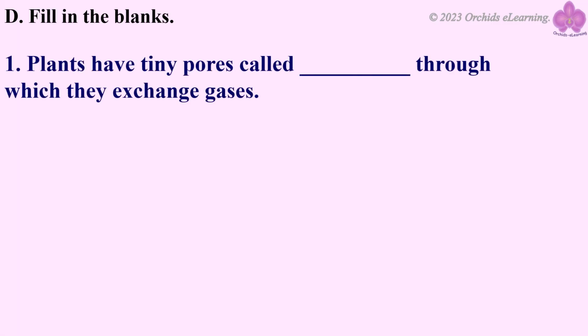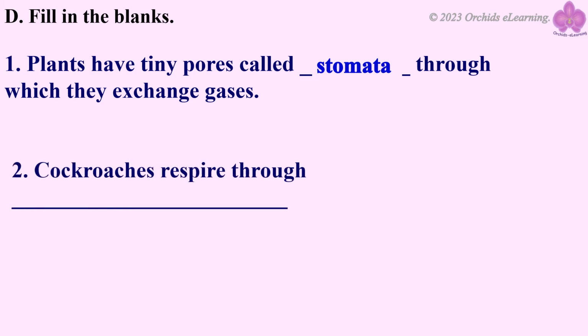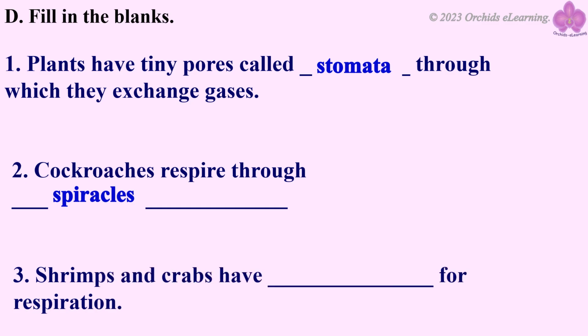Fill in the blanks. Plants have tiny pores called ___, through which they exchange gases. Stomata. Cockroaches respire through spiracles. Shrimps and crabs have ___ for respiration. Gills.